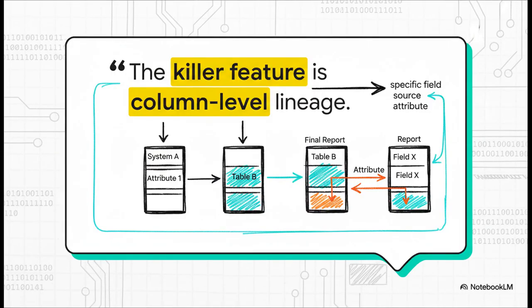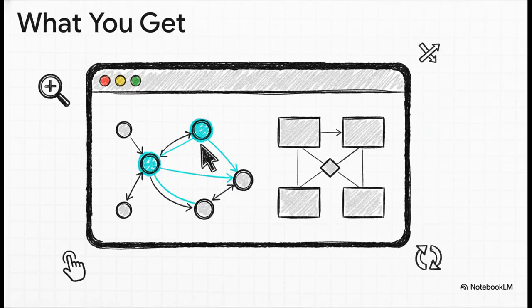And this incredibly simple mapping is what enables what the creators call the killer feature, column-level lineage. We're not just saying, this table came from that system. We are saying this specific field came from that specific source attribute. Seeing this visualized is really where it all just clicks into place. So when you run the compiler, what do you get? You get this fantastic interactive website. You get a graph showing your data's entire journey from start to finish.